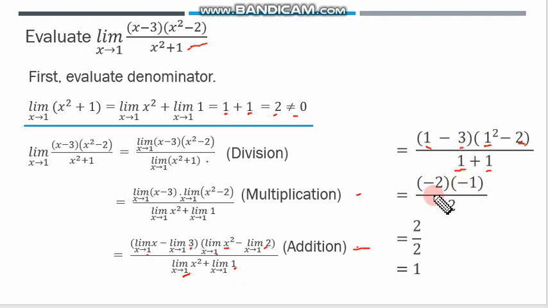So 1 minus 3 is negative 2. And then 1 minus 2 is negative 1, over 1 plus 1, which is 2. So negative 2 times negative 1, that's positive 2 over 2, which is equal to 1.